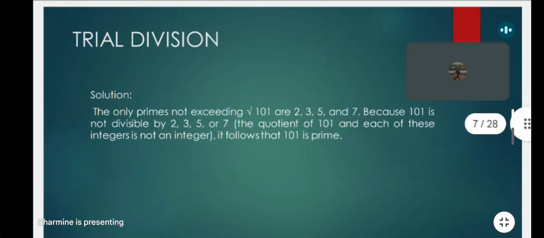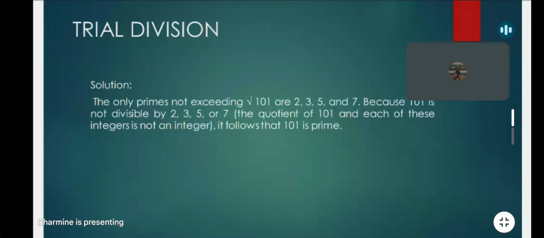Trial division example. The only primes not exceeding √101 are 2, 3, 5, and 7, because 101 is not divisible by 2, 3, 5, or 7. The quotient of 101 by each of these integers is not an integer. It follows that 101 is prime.